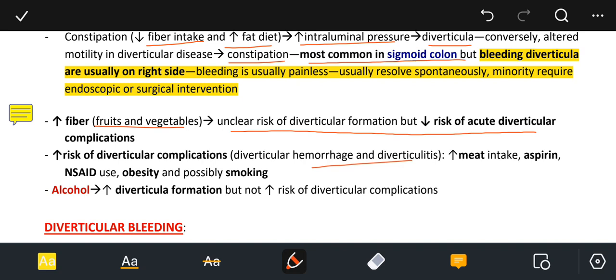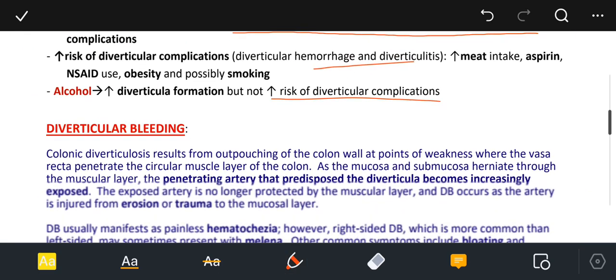Increased fiber intake is an unclear risk for diverticular formation but decreases the risk of acute diverticular complications. Increased risk of diverticular complications, diverticular hemorrhage and diverticulitis, will result from increased meat intake, aspirin, NSAID use, obesity and possible smoking. Alcohol will lead to increased diverticular formation but not increased risk for diverticular complications.